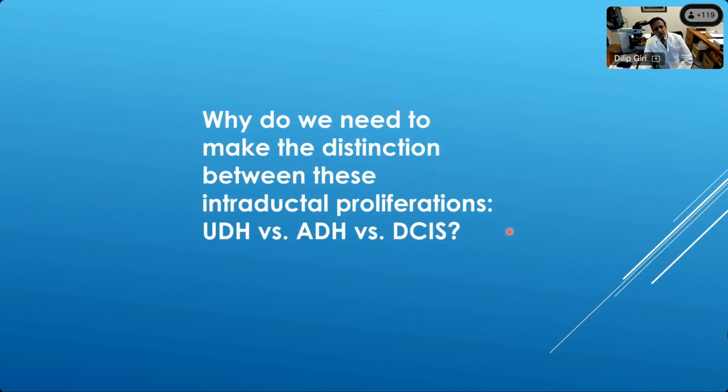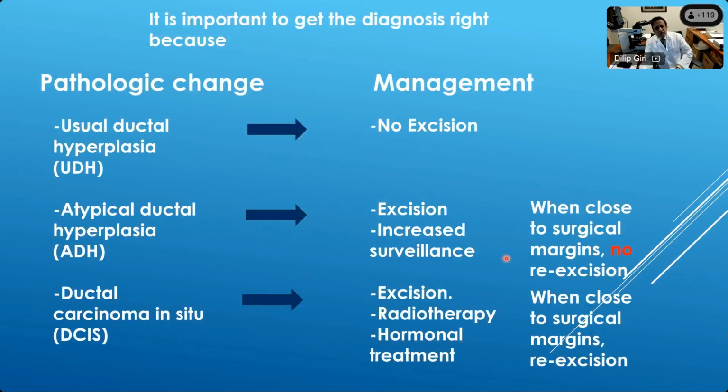Now, this brings us to the important question. Why is all this fuss about why we need to make this distinction? Correct distinction within this spectrum of ductal proliferation. Now, obviously, the treatment is different, right?